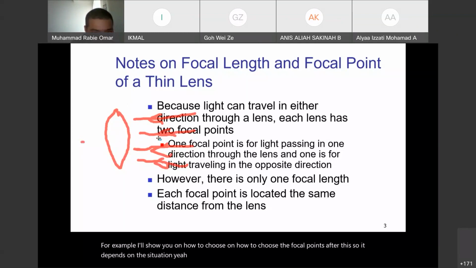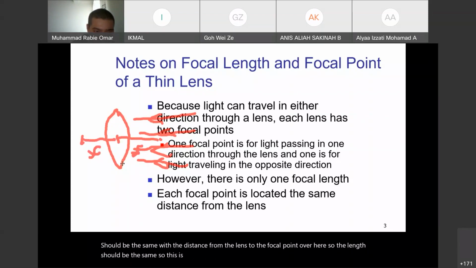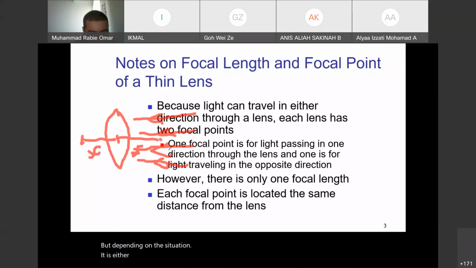So there are two focal points, but there is only one focal length, because the distance between the lens and the focal point here should be the same as the distance from the lens to the focal point over here. So the length should be the same. This is F, this is also F. But depending on the situation, it is either positive F or negative F. So it depends on the situation as well as the type of lens, either a converging lens, which is the convex lens, or a diverging lens, the concave lens.